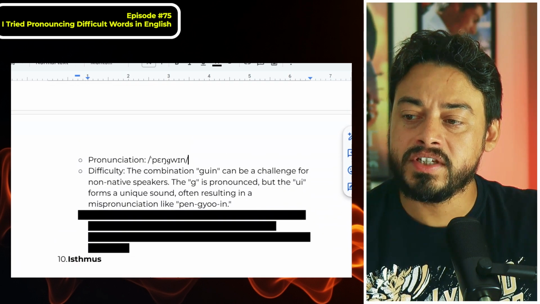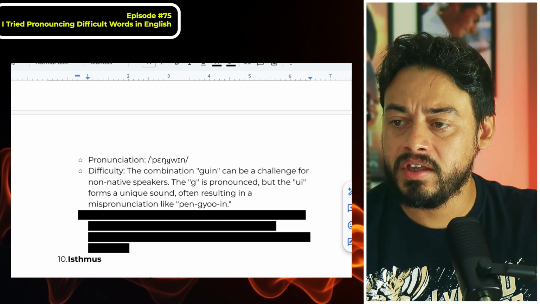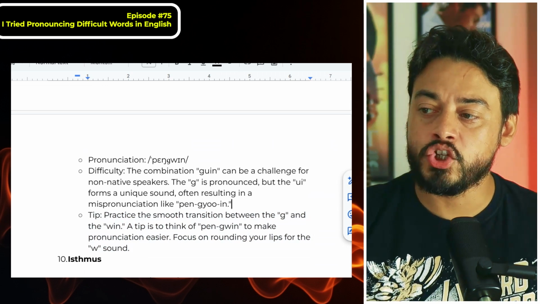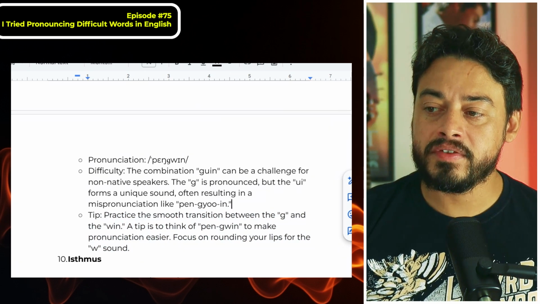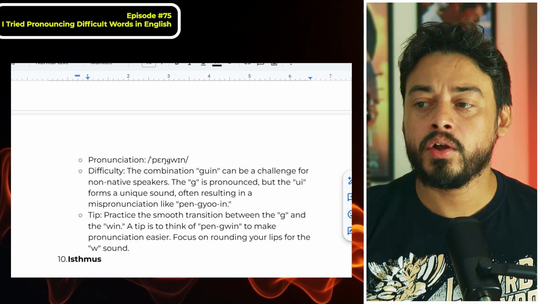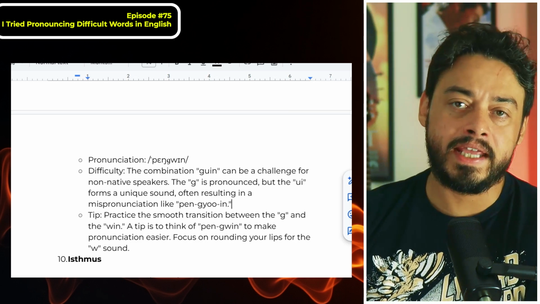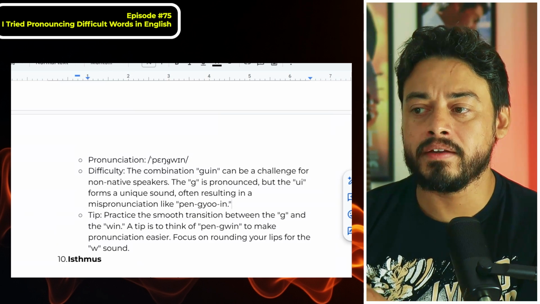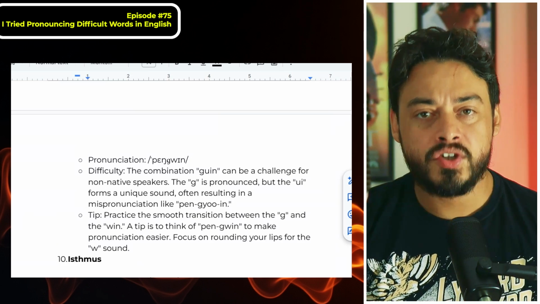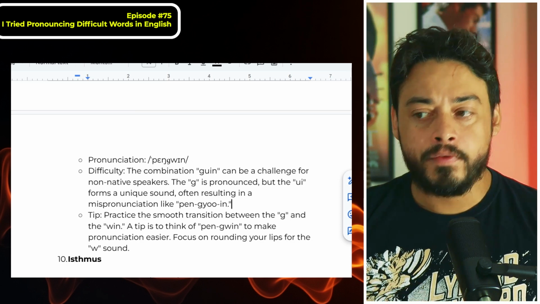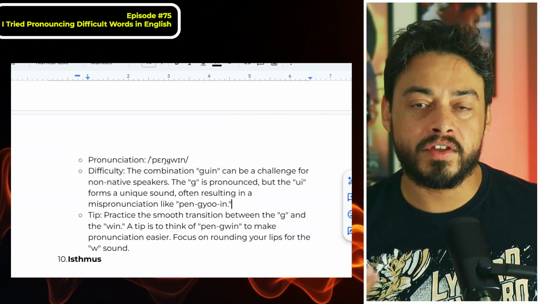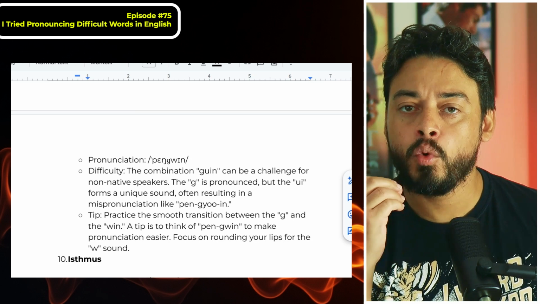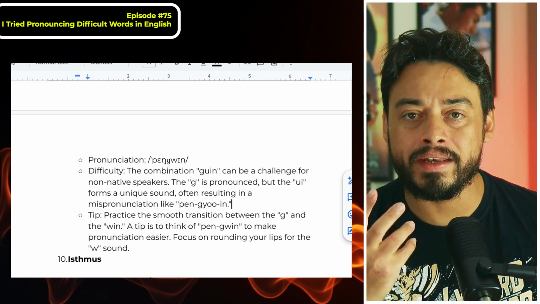So take a look at the tip, as you can see here. Practice the smooth transition between the G and the wen. A tip is to think of pen, gwen. Think about the word when, like you win a game, and just add the G before. A g sound. So gwen, penguin. Just to make the pronunciation easier, focus on rounding your lips for the w sound as well. You have to round your lips. You go w. You see my lips? So penguin.